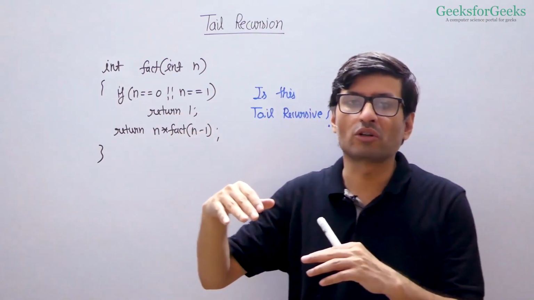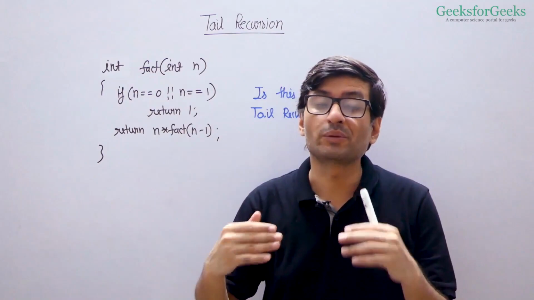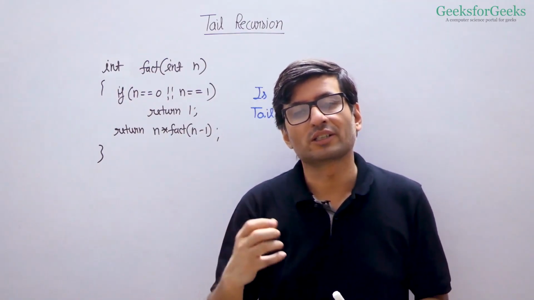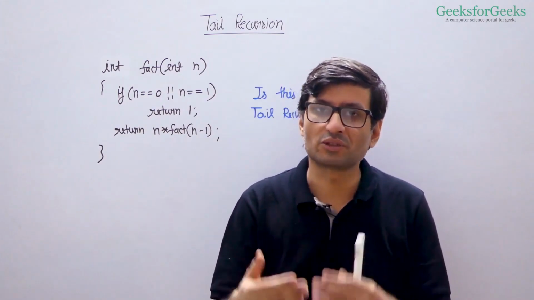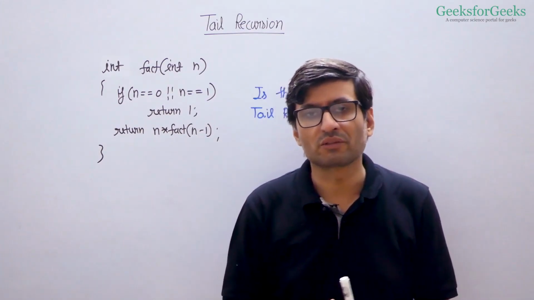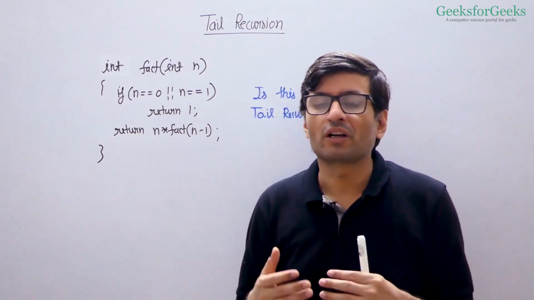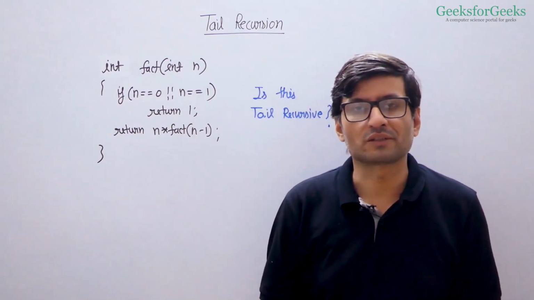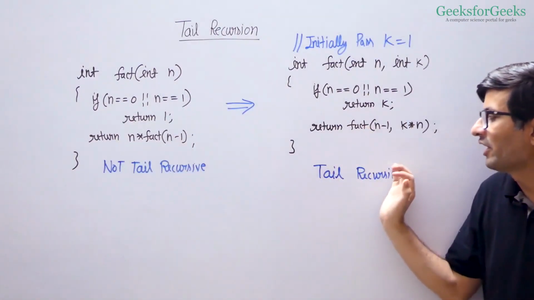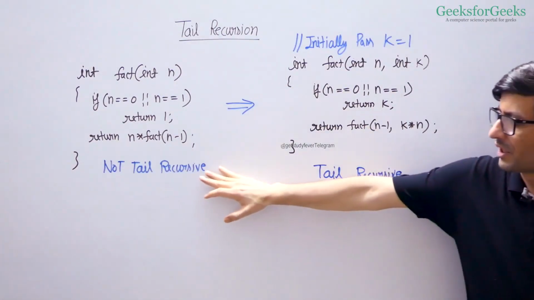So your parent call cannot finish immediately after the child call. It's going to use the result of the child call, then it's going to multiply the result with n and then it's going to return. So it's not tail recursive. Now please pause this video and try to write down a tail recursive equivalent of this function. Here is an equivalent tail recursive code for this function.